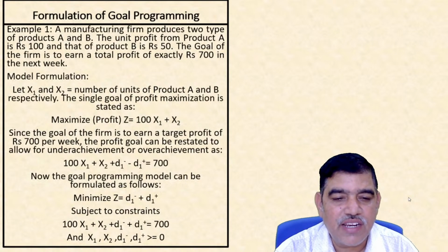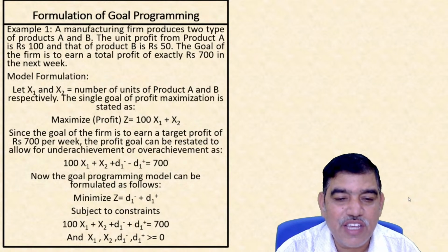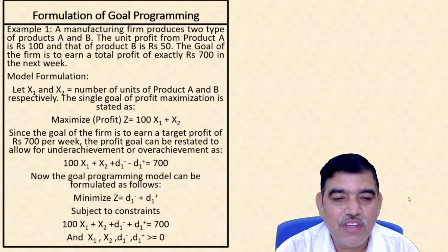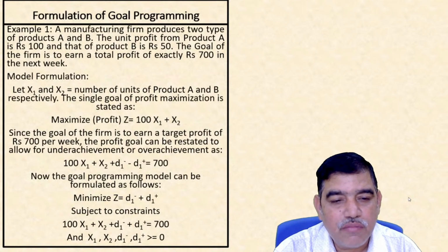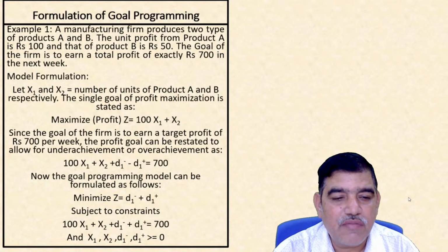If you draw the straight line, now consider what d1 minus means: below the line, and d1 plus means above the line. So d1 minus means the underachievement, and d1 plus means the overachievement. That is, d1 plus is called your surplus variable, and d1 minus is known as your slack variable.